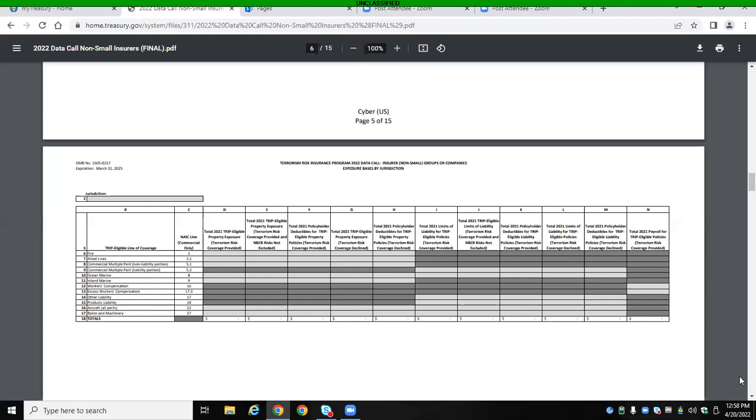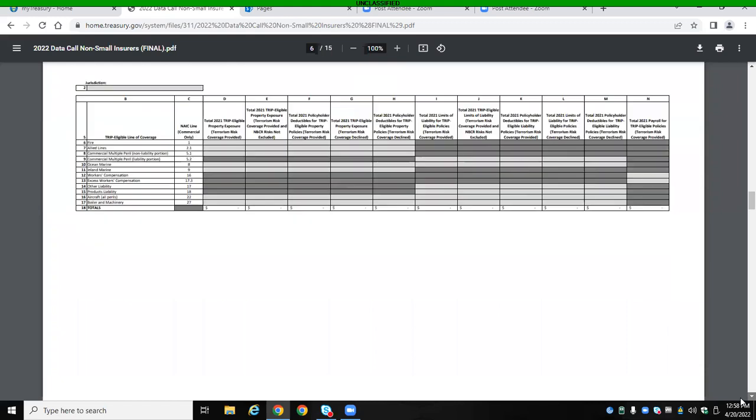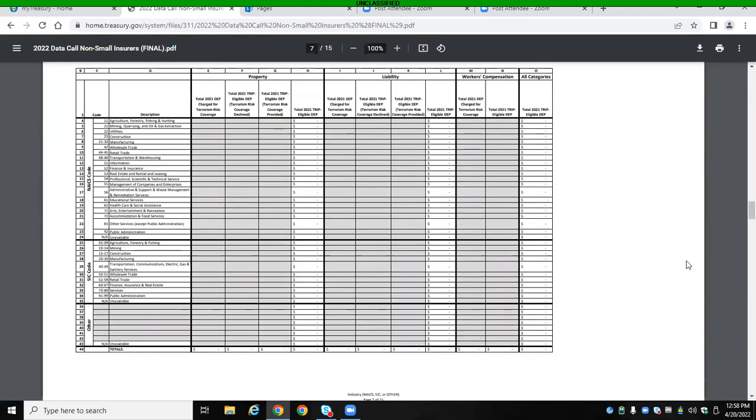The next sheet is policyholder industry code. Here, we ask you to classify property premium by your choice of NAICS, SIC, or other codes. Again, note that the workers' compensation fields will be completed by the rating bureaus using the NCCI coding system.